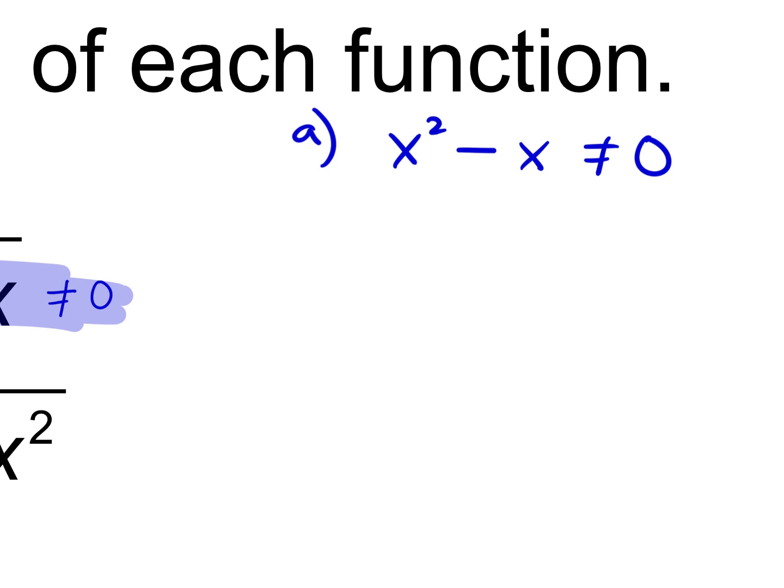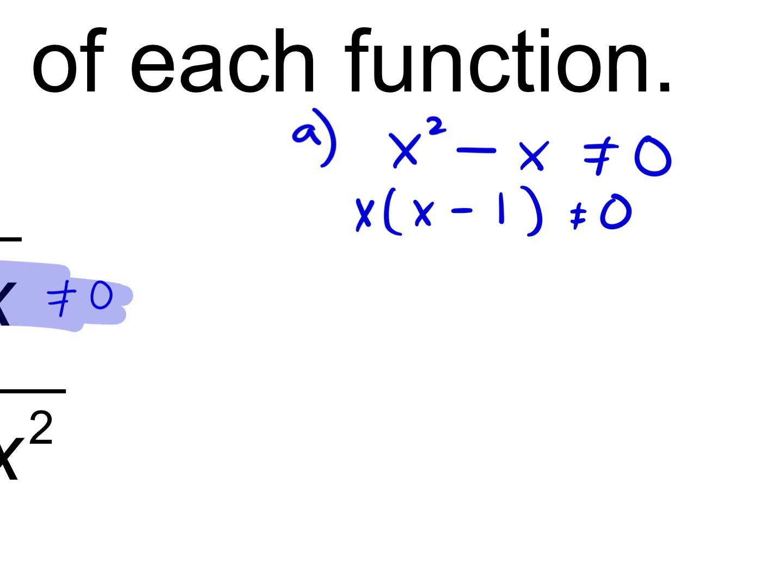How would I solve here? How do I solve for x? Awesome. If I have an x squared and an x, I know that I'm going to have to factor, and I'm going to factor by taking out the GCF. So I take out an x, and what am I left with when I take out an x? x minus 1. Awesome. So this does not equal 0.